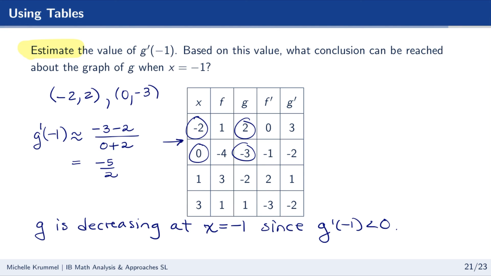Okay, that wraps up our lesson on derivatives of inverses. And it wraps up Unit 3, Rules of Differentiation.